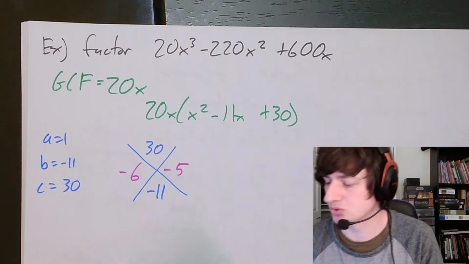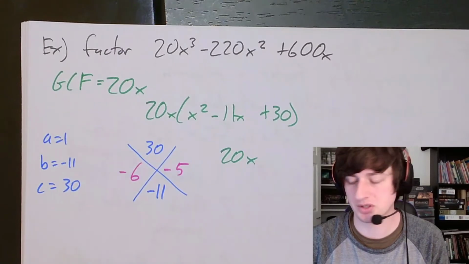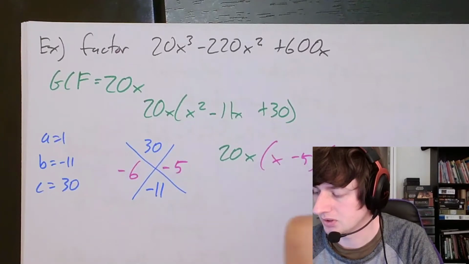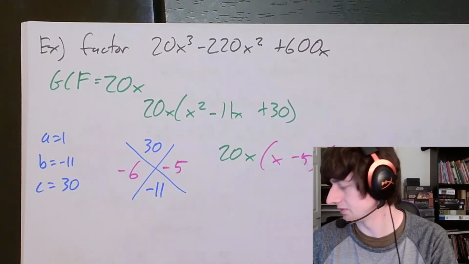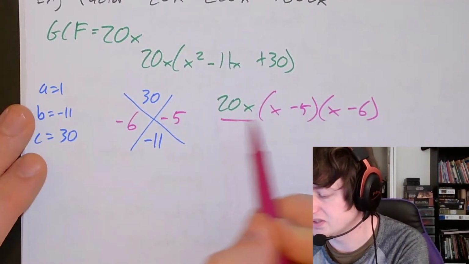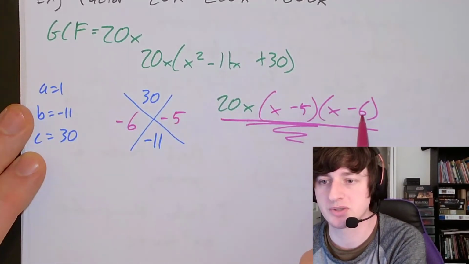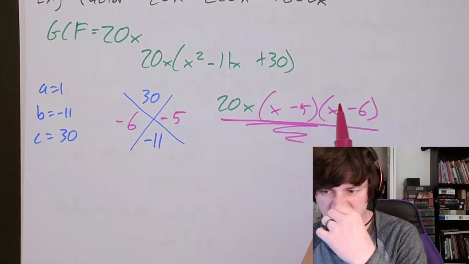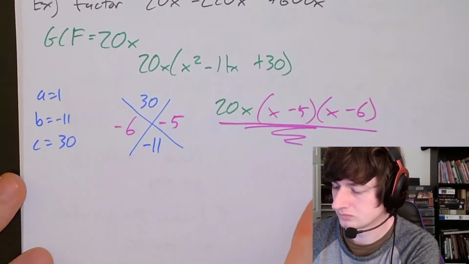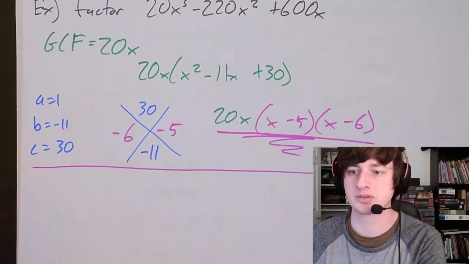And so we get 20x, so that was the greatest common factor we factored out, times x minus a 5 times x minus 6. And that's it. You could write these in any order. Well, we want the 20x first, but you could write x minus 6 first and then x minus 5. You can swap these parentheses. That doesn't change the value at all. Any questions on fully factoring things?